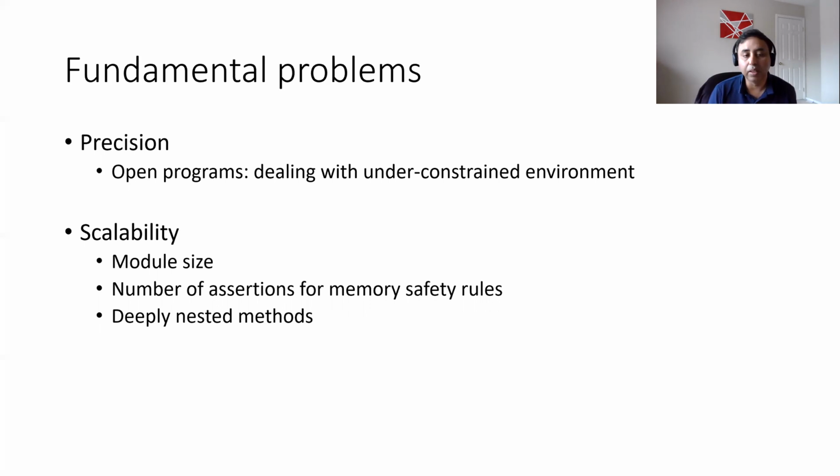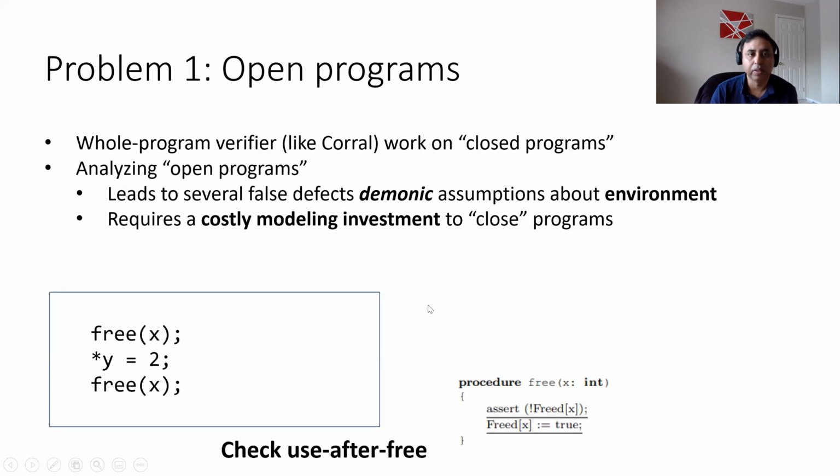So in addition, as you have more and more assertions, for example, memory safety rules, this adds to the scalability issues. Finally, if you have a method that is deeply nested in the module, finding a trace all the way from main is very hard. So all these issues contribute to the scalability issues to find bugs.